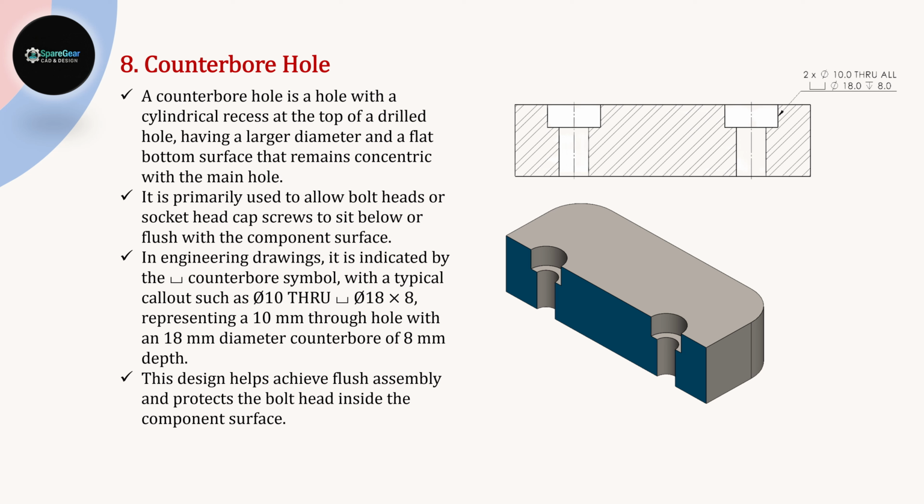A counterbore hole contains a cylindrical recess at the top of the hole. This recess allows the head of a bolt or socket head screw to sit below the surface of the component. Counterbore holes are widely used in machine frames, structural components, and assembly plates. They help create a flush surface while protecting bolt heads from interference with other components.